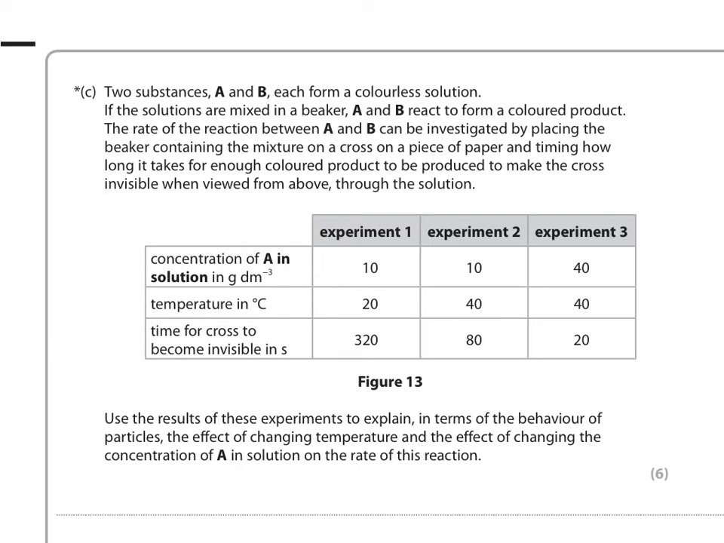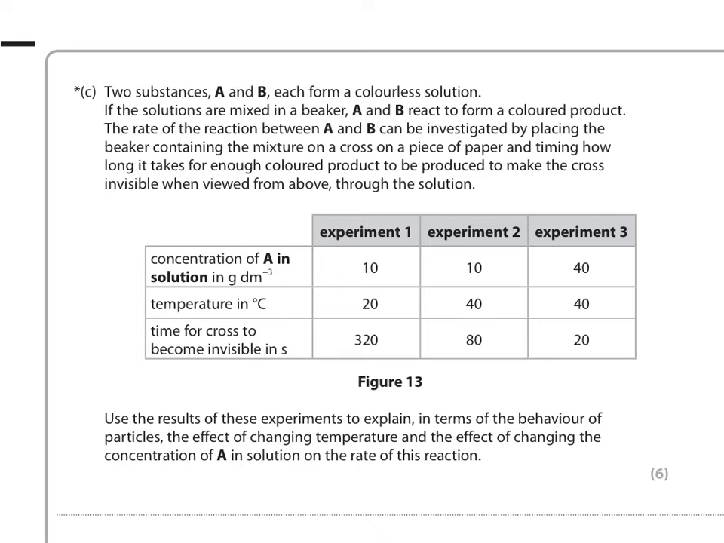Now, this is an experiment that you did for a core practical. You measured the rate of a precipitation reaction, and it's an inverse relationship. The quicker that the cross disappears, the faster the rate of reaction. So the shorter the time, the faster the rate of reaction. And it then gives you a number of experiments.